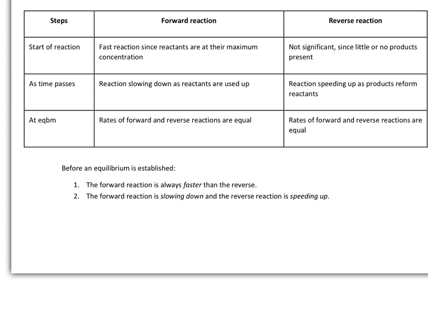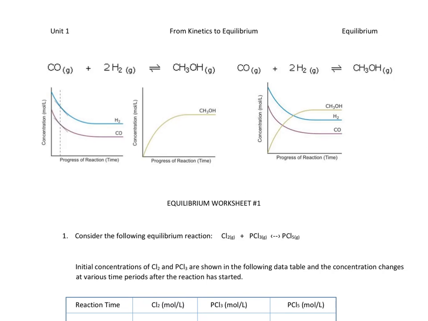This gives rise to two rules before an equilibrium is established. Before the equilibrium is established, the forward reaction is always faster than the reverse, but the forward reaction is always slowing down and the reverse reaction is always speeding up until they go at the same speed. We can represent this idea graphically.